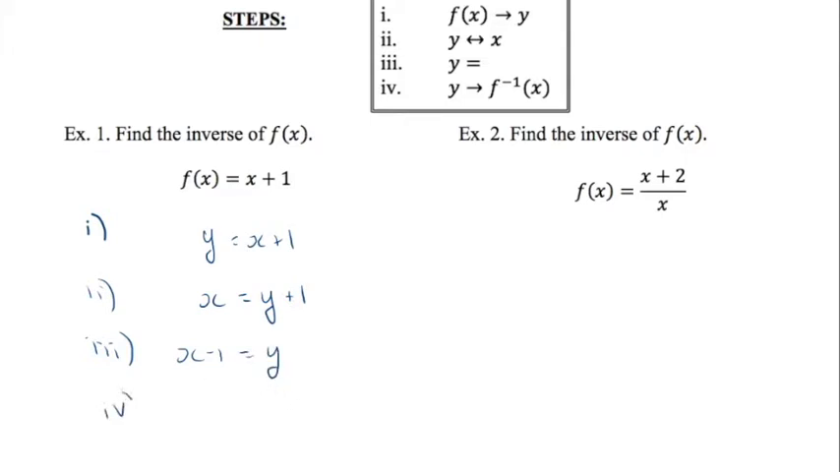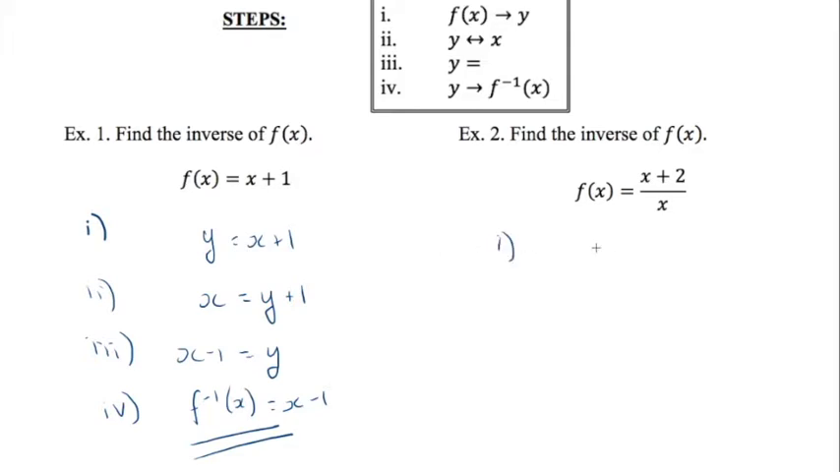And the fourth step is asking us to change this f of x back into the f notation. So now y equals the inverse. I'm going to flip it as well. And that's our inverse there, x minus 1. Let's try a slightly harder example.